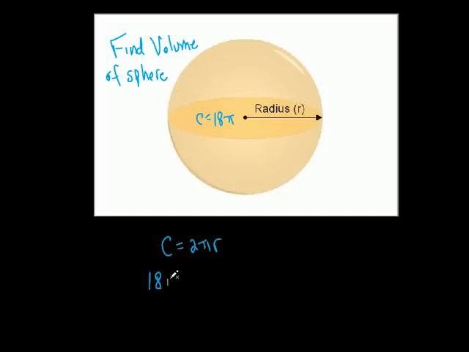So the circumference is 18 pi. That equals 2 pi r, and I'm trying to solve for r. So I divide by 2 pi, over here divide by 2 pi. The pi's cancel. 18 divided by 2 is 9, so the radius is 9. So now, once they tell you the radius, the rest is pretty easy. If you have this memorized, that'll be good. So it's 4 pi r cubed over 3. That's your formula for the volume of a sphere. Probably would be a good idea to memorize it.